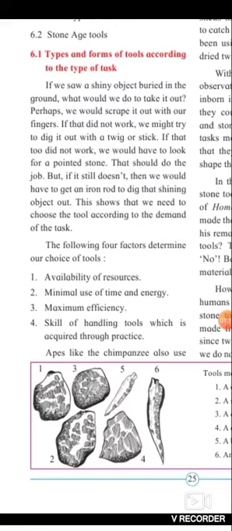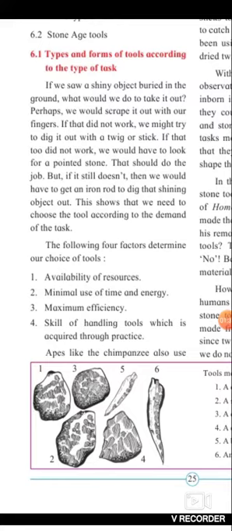The following factors determine our choice of tools: availability of resources, minimal use of time and energy, maximum efficiency, and skill of handling tools, which is acquired through practice.